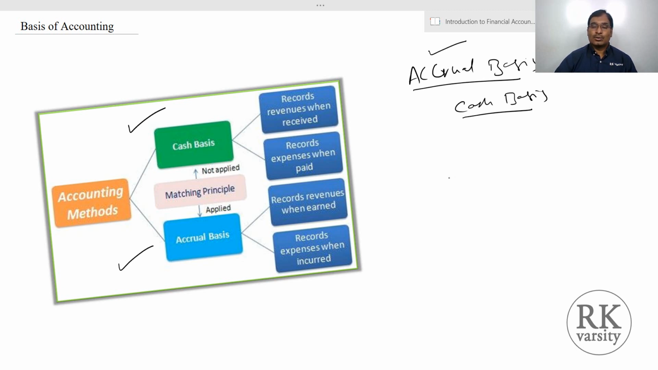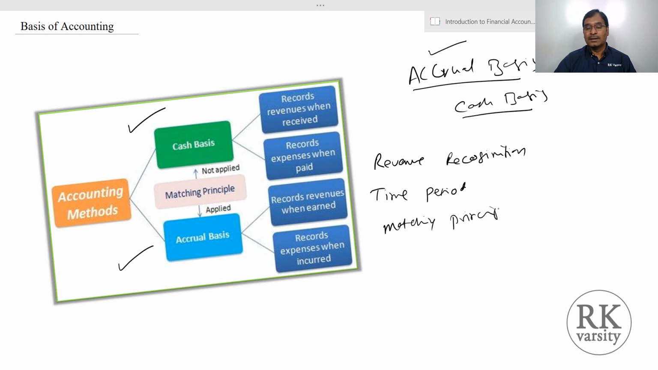How these two differ is that accrual basis and cash basis are based on three different accounting principles. One is the revenue recognition principle. Then we have the accounting time period principle, and based on which we have the matching principle also. So based on these three principles of accounting, we can easily differentiate these two methods, that is cash basis and accrual basis. First we look at the cash basis of accounting.